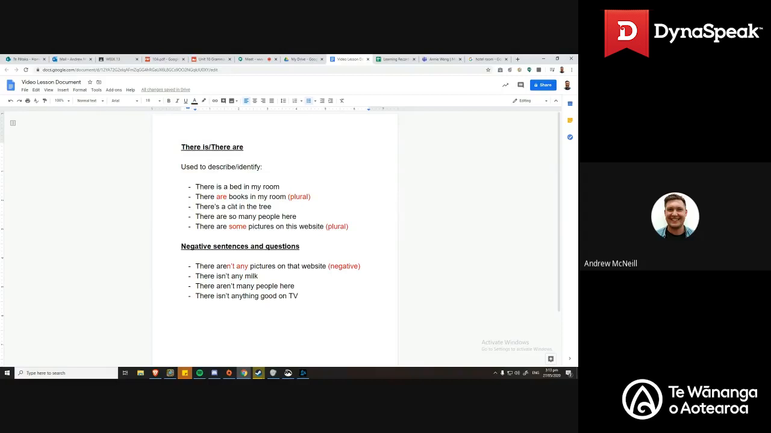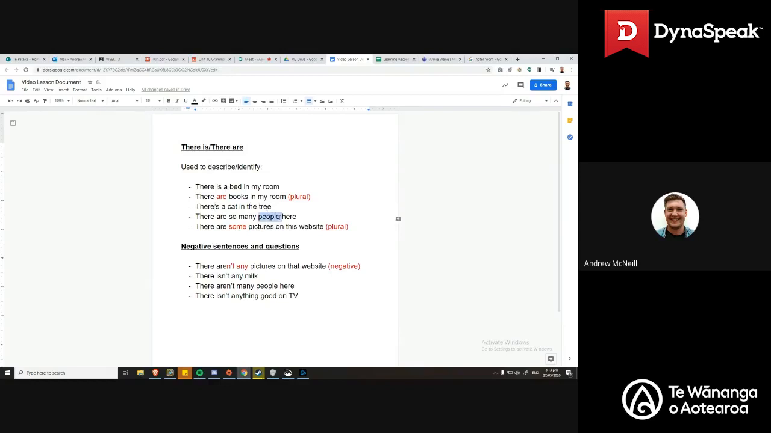Okay. Now again, if it's just a singular, just one, we use a. And we also use is. We do not use are. So are replaces is in a plural sentence. Is is used if there's just one of something. There is just one bed in my room. There is a bed. Or there is a cat in the tree.